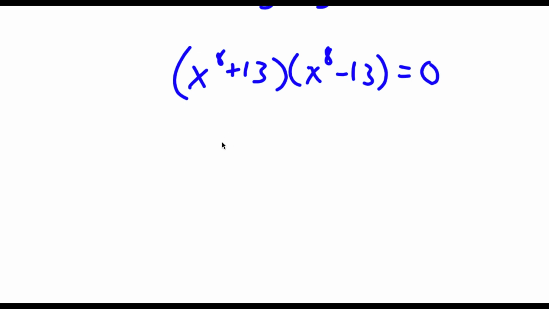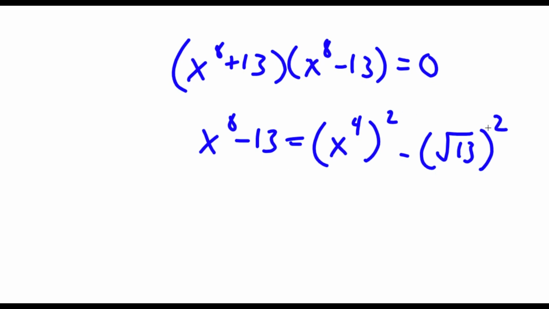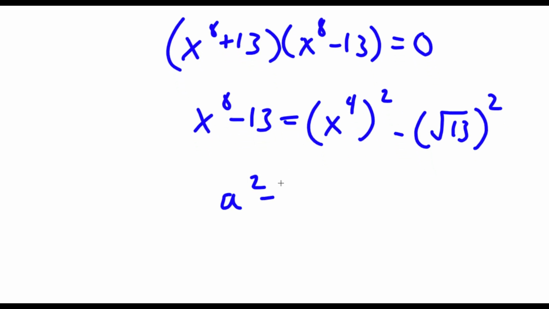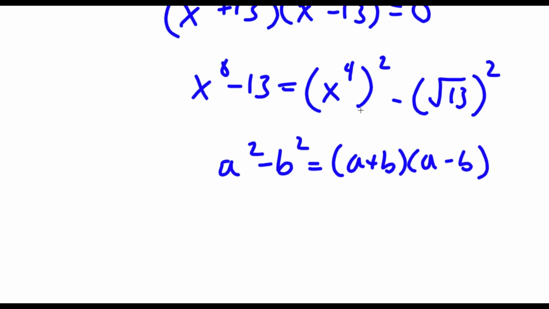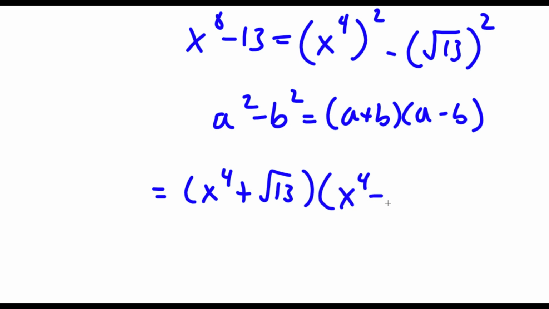So now x to the power of 8 minus 13 is the same thing as x to the power of 4 to the power of 2 minus the square root of 13 squared. And again, these two are both to the power of 2. Remember, if I have something in the form a squared minus b squared, this is equal to a plus b times a minus b. So in this case, I'm going to have x to the power of 4 plus the square root of 13 times x to the power of 4 minus the square root of 13.